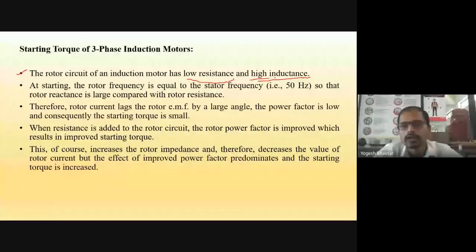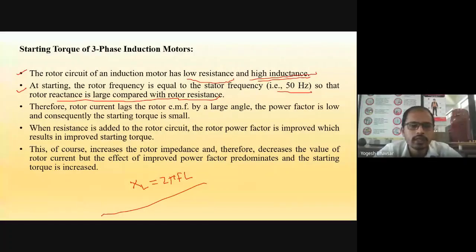Right? The inductance will be high but resistance will be low. So at starting, the rotor frequency is equal to the stator frequency, that is 50 Hz, so the rotor reactance is large as compared to the resistance. As we know, XL, the inductive reactance, is proportional to what? Frequency. XL = 2πfL. This relation we have.